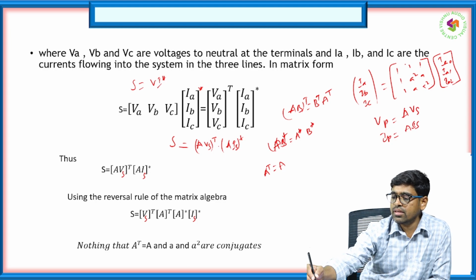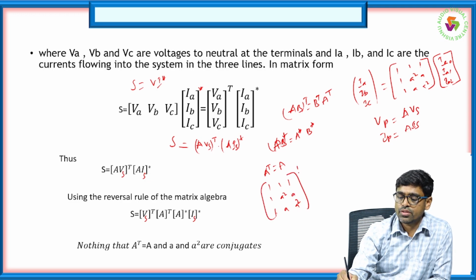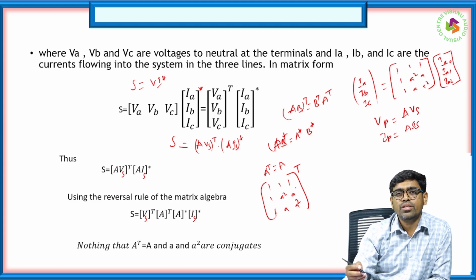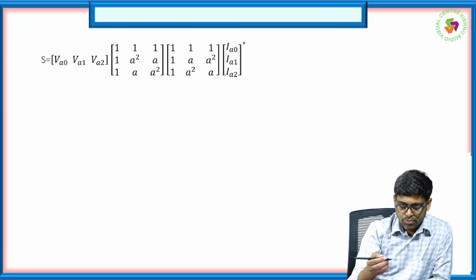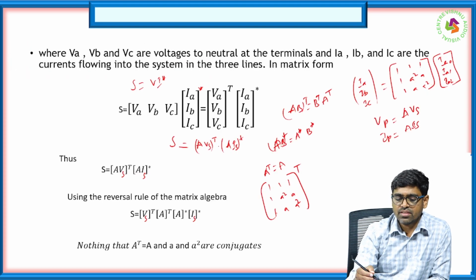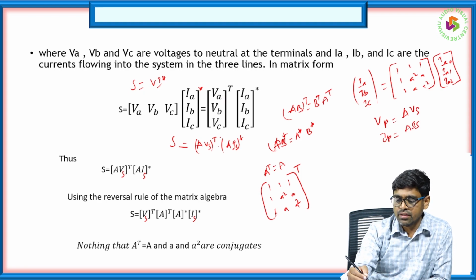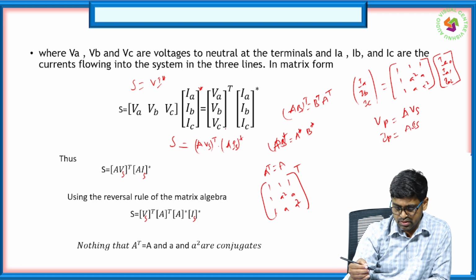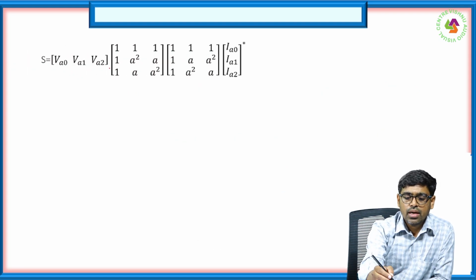So if you write 1 1 1, 1 A square A, 1 A A square, and take the transpose, rows and columns interchange, you get the same value. So A transpose equal to A. And now we can substitute here in place of Vs transpose, Vs means Va0, Va1, Va2.